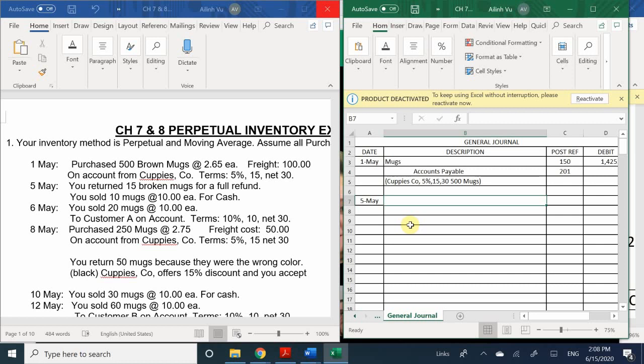And the key word here is we're getting a full refund. So what are we receiving from this vendor? A return, a refund, an allowance. Good. But how did we pay this vendor? On account. It's accounts payable. Correct.